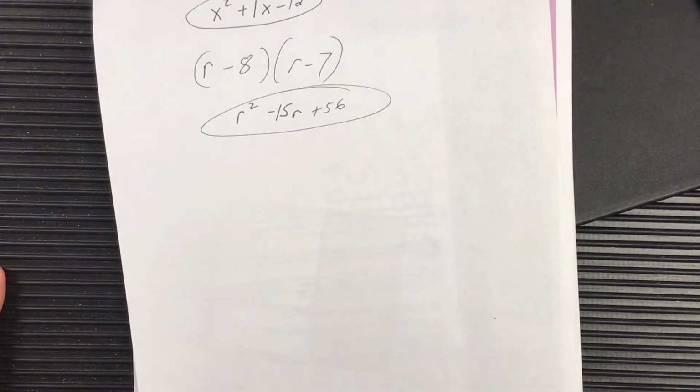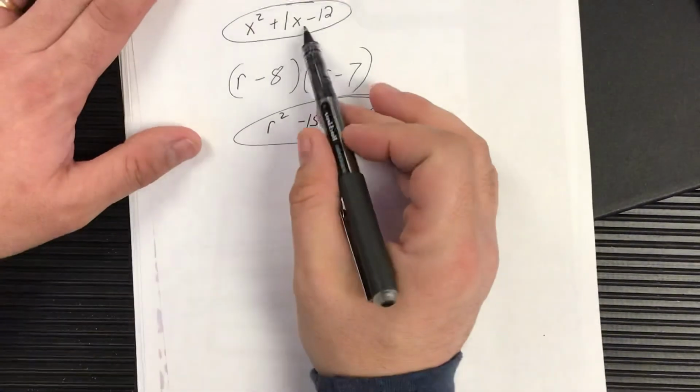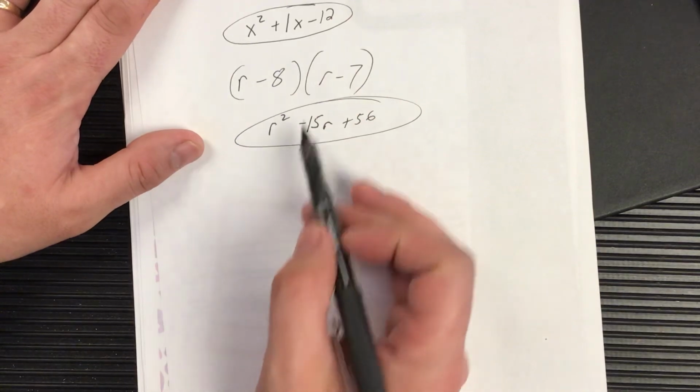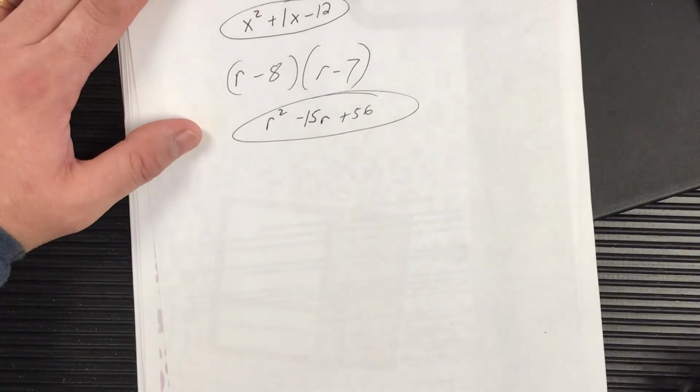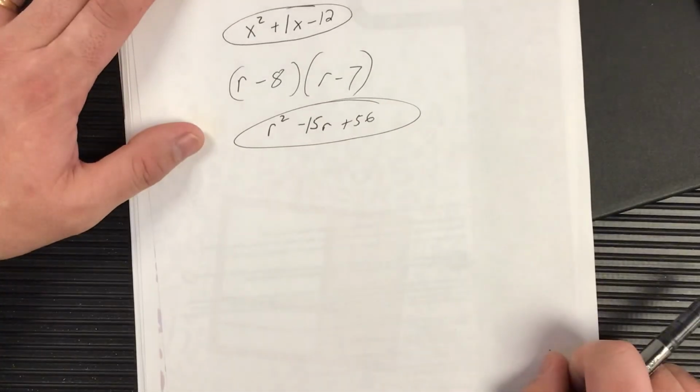Okay, so you're going to do 2 of them. Rotate with somebody else. Make sure you have this correct, obviously. And then you're going to check it with your answer key. All right?